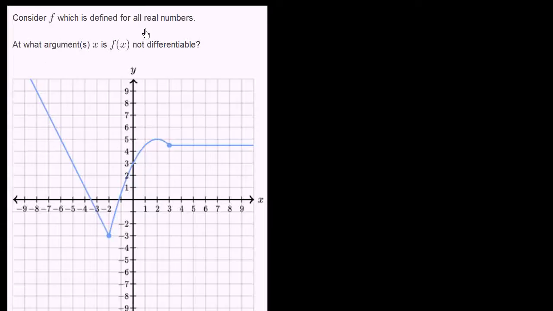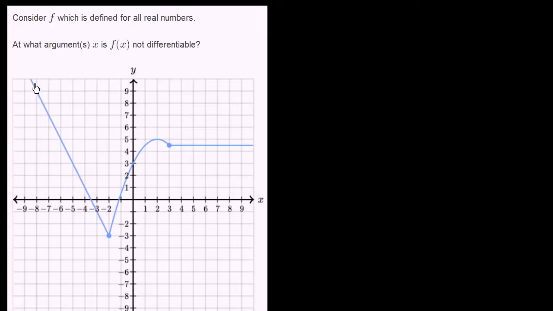Consider f, which is defined for all real numbers. At what arguments x is f of x not differentiable? So to think about that, I'm actually going to try to visualize what f prime of x must look like. So I'm going to do f prime of x in this purple color.